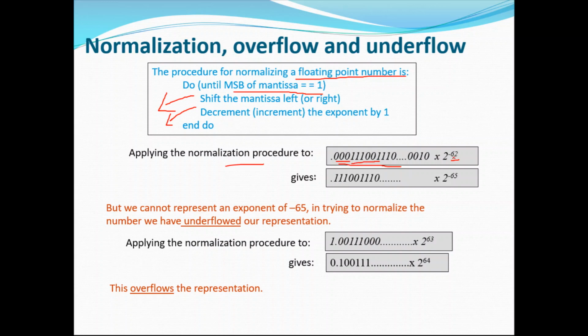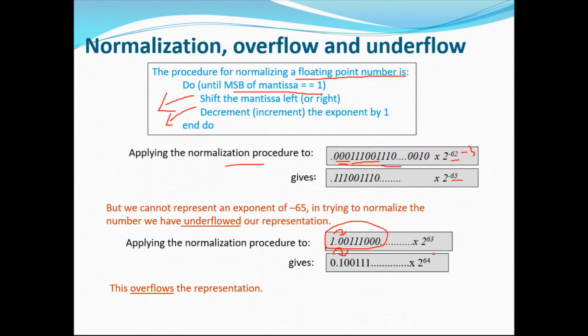So you have to subtract minus 3. So minus 62 minus 3 is minus 65. Okay, similarly you can see here this is 1.000, so this actually you have to right shift so that this 1 will come here. But when you right shift you have to increase the exponent. So this exponent will become 64.